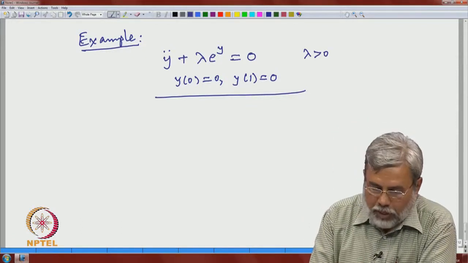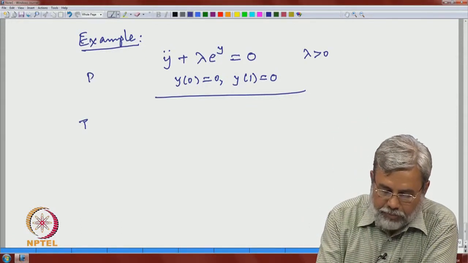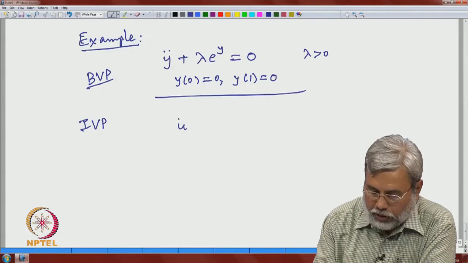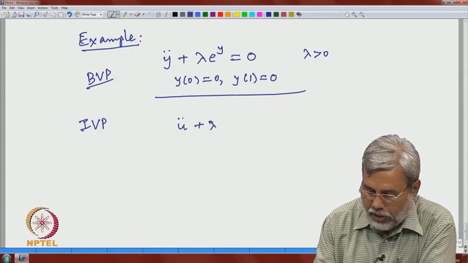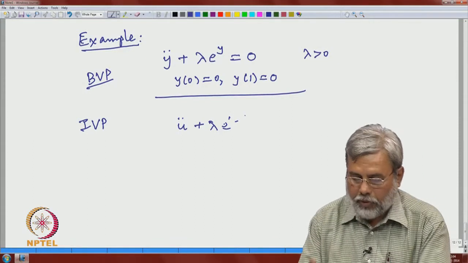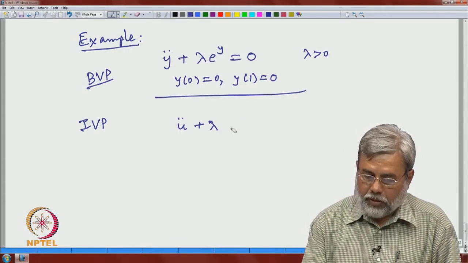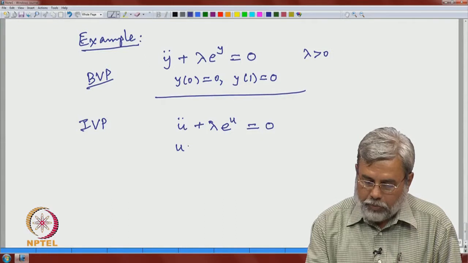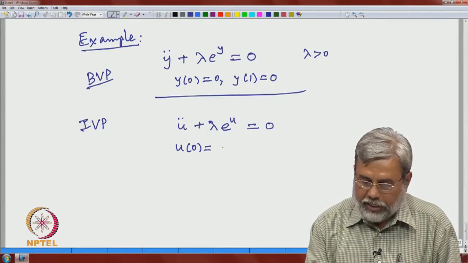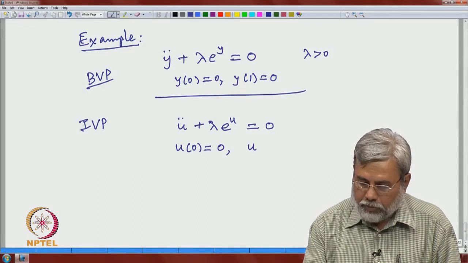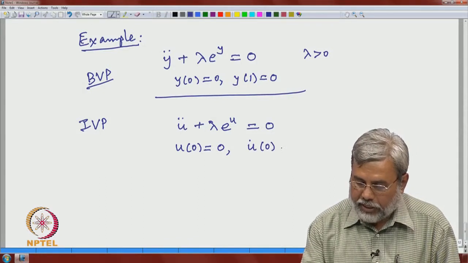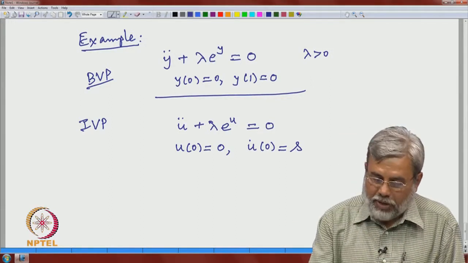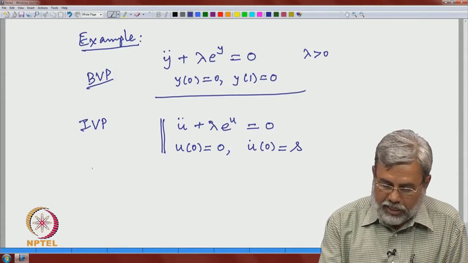So I approach this boundary value problem, this is the BVP, via this initial value problem, this is the IVP. So u double dot plus lambda e to the u equal to 0. You put one initial condition, same thing, and now this is an independent initial condition where I put a parameter s. Last time I mentioned that this can be solved explicitly.